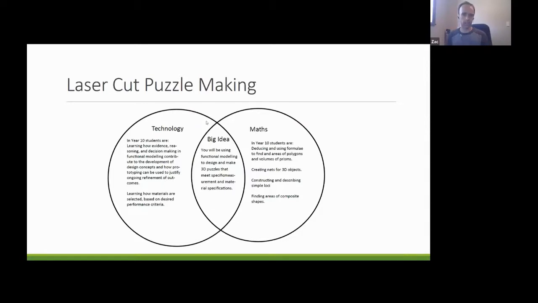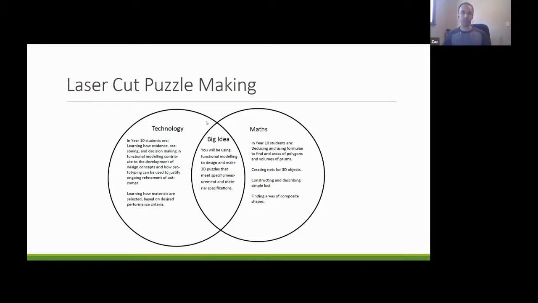This was what we did for the laser cut puzzle making. When I got together with the technology teacher here, I just wanted to use the laser cutter. And this is one of the things that I have really enjoyed about integrated learning and cross-curricular planning: I get to do so much cool stuff that I wouldn't get a chance to do if I was just in the maths classroom. So I really wanted to use the laser cutter. He really wanted to use the laser cutter.